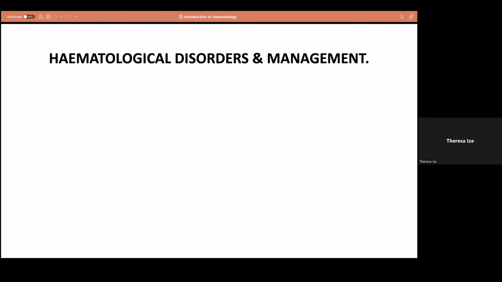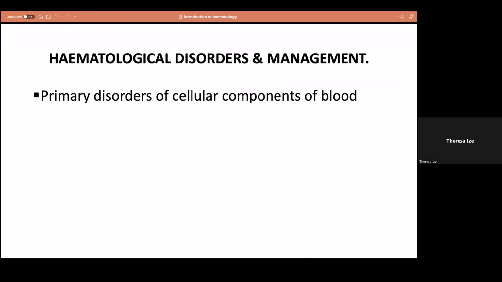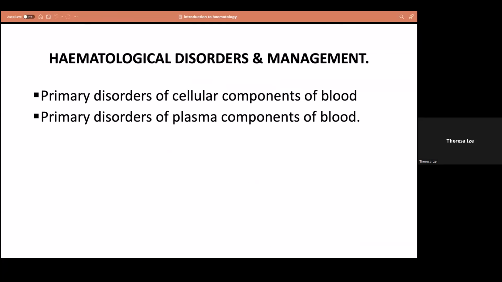Hematological disorders and management are divided into primary hematological disorders and secondary hematological disorders. You have the primary disorders of the cellular components, which could be inherited or acquired. You also have the primary disorders of the plasma components. It could also be acquired or congenital.